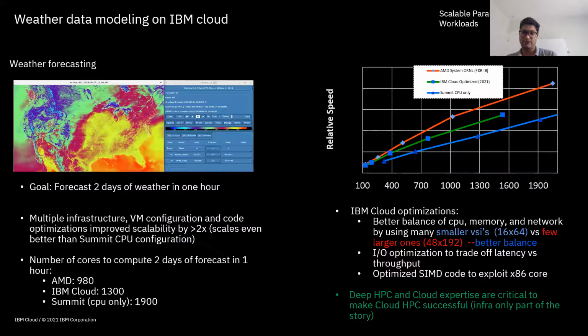For example, they figured out smaller VSIs give better balance in the computation as opposed to the large VSI. So 16 CPU, 64 gig images, multiple of those, as compared to 48 CPU and 92 gig virtual server instances. They found the previous one performed better. So that was the key takeaway, that you need deep HPC expertise along with deep cloud expertise to get the optimal value for your money and time invested in this research.